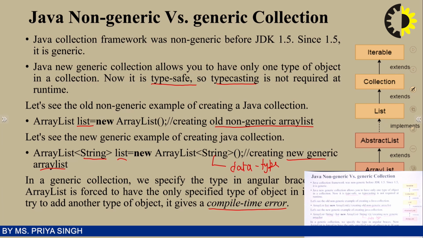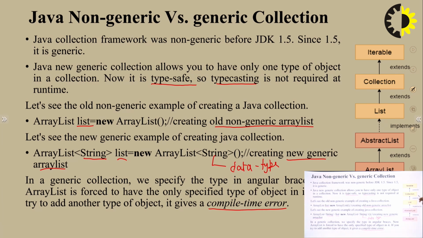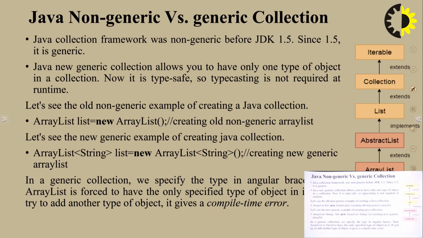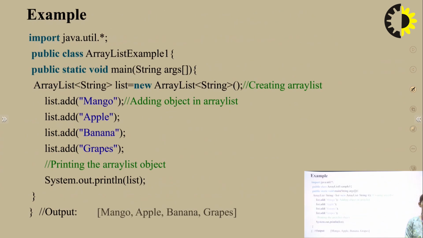Okay. So with the help of this collection framework, we are saying that list is going to extend this collection framework, which is going to be extended by the iterable interface, and all of these, array list, abstract list, are going to extend and implement your collection. Okay, so these are the things which we are going to discuss. So Java non-generic versus generic collection we have discussed. Now talking about some examples for array list.